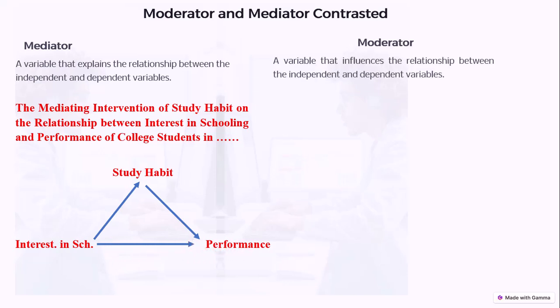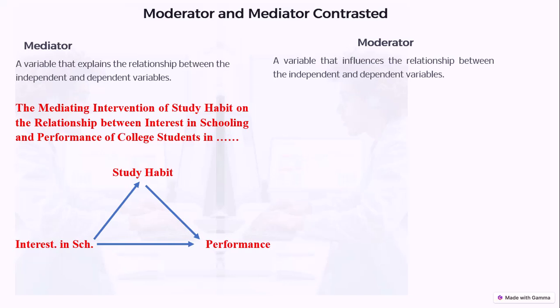Now we look at the other one, the moderator variable. The moderator variable influences the relationship between the independent and dependent variable. Here in the mediator, we said the mediator explains the relationship, that the relationship between independent and dependent variable is explained by the presence of study habits here. But a moderator also influences the relationship. But how does it influence the relationship?